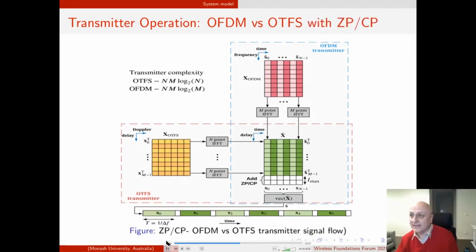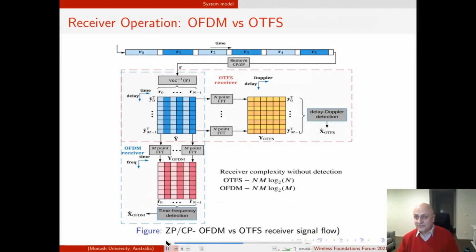To be more precise, we know that OFDM relies on the use of a cyclic prefix, and in fact we can add the cyclic prefix down here in the time domain, and a similar cyclic prefix or a zero padding can be added for OTFS. The receiver of OFDM and OTFS can be compared in a similar way here, where the inverse operations are performed.